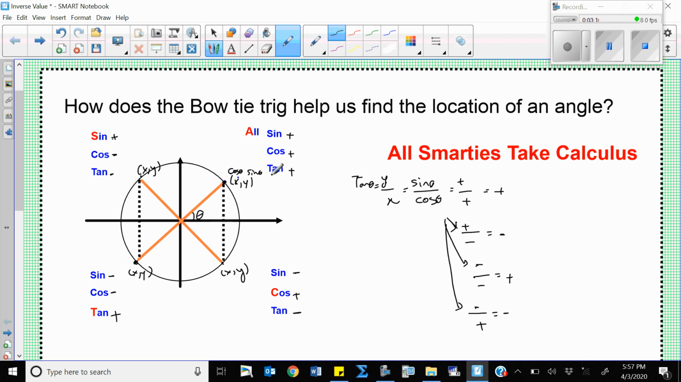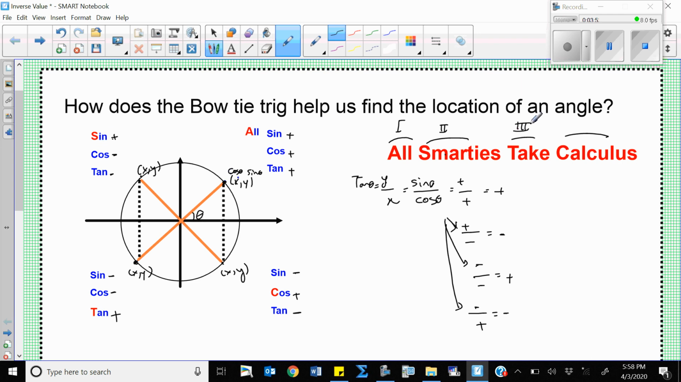But since all these positive and negative values are not easy to memorize, we can use this phrase, all smarties takes calculus, to memorize these values. How do we do that? Each word that you see here is related to one of these quadrants. The first one, all, is related to the first quadrant. A stands for all, so that means all the trig functions here are positive. Second one, smarties, relates to the second quadrant. S stands for sine, that means only sine is positive.